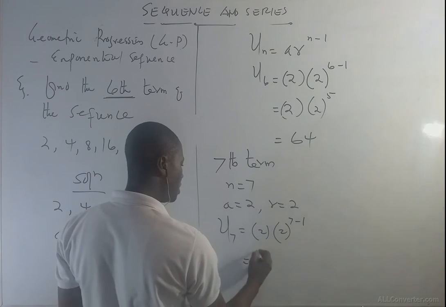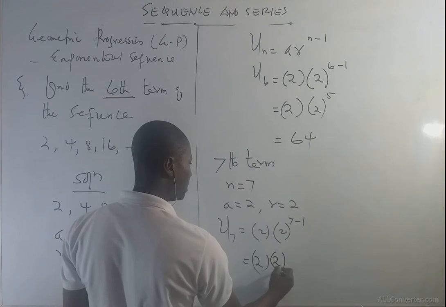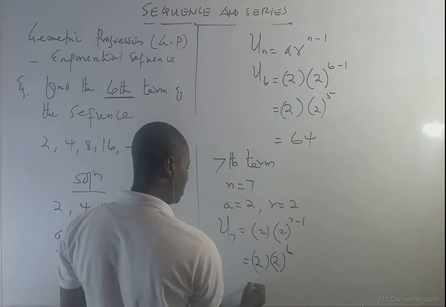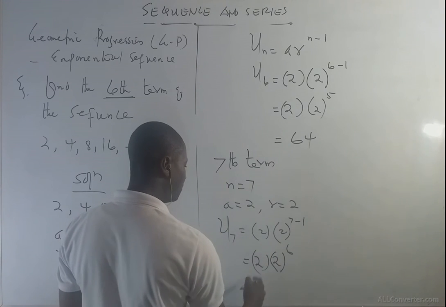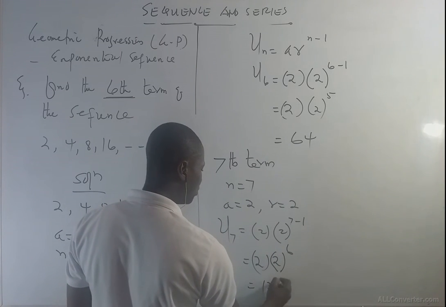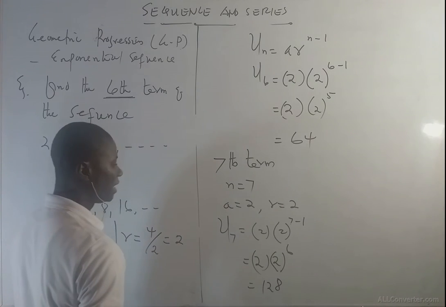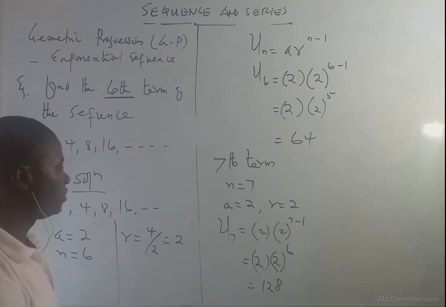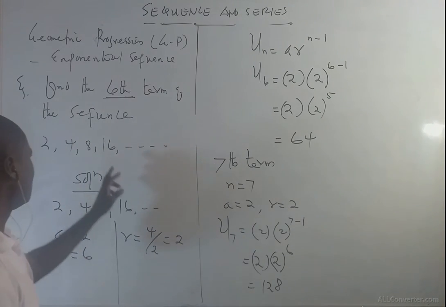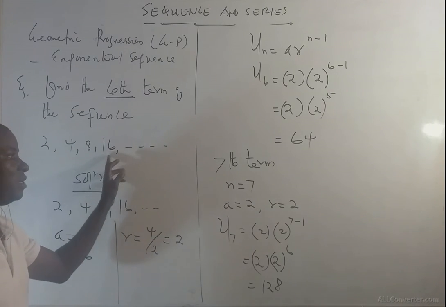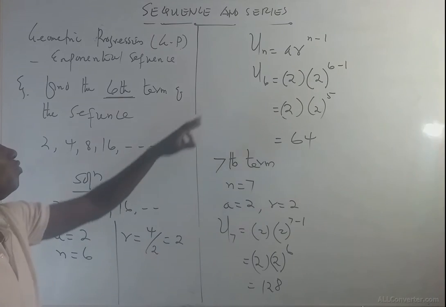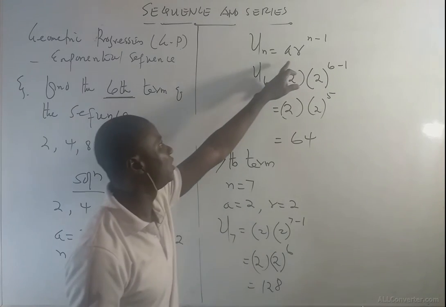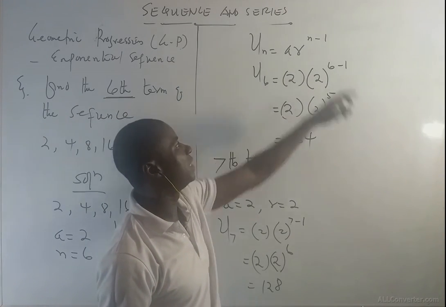And this will be 2 times 2 exponent 7 minus 1, which is 6. So 2 raised to the power 6 will give you 64, and 64 times 2 will give you 128. So this will be the seventh term of this exponential sequence. So you can also find the eighth term, the ninth term in that order. So that is how we apply the formula un equals ar exponent n minus 1.